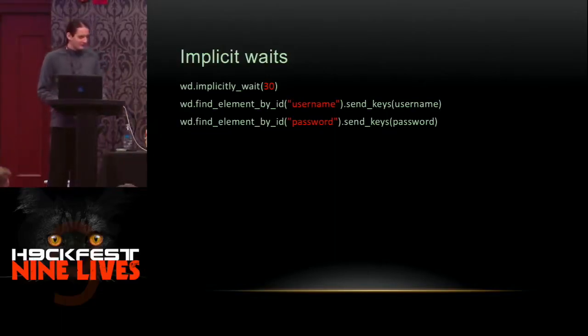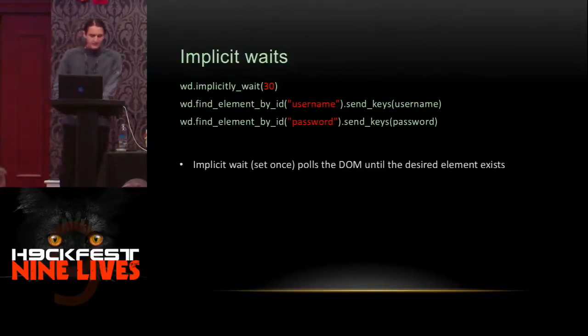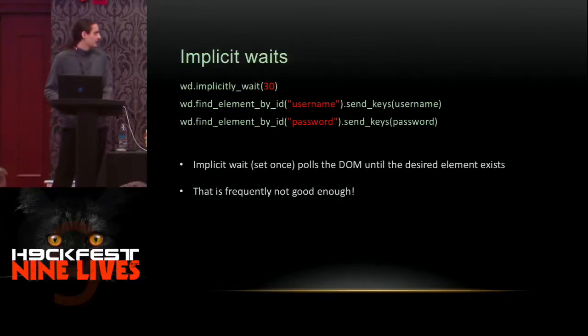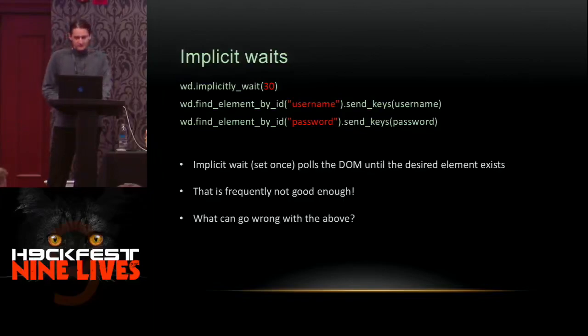Implicit waits are the default, the original, and still the most common way of handling elements in a page. It's just a method that you call once in your whole script. It's a timeout in seconds that says, I want to wait for up to this many seconds to find any element that I refer to in a page, and just fail if you don't find it. The implicit wait method will poll the DOM until the desired element exists, every half second, I think. And as I mentioned, this is frequently not good enough.